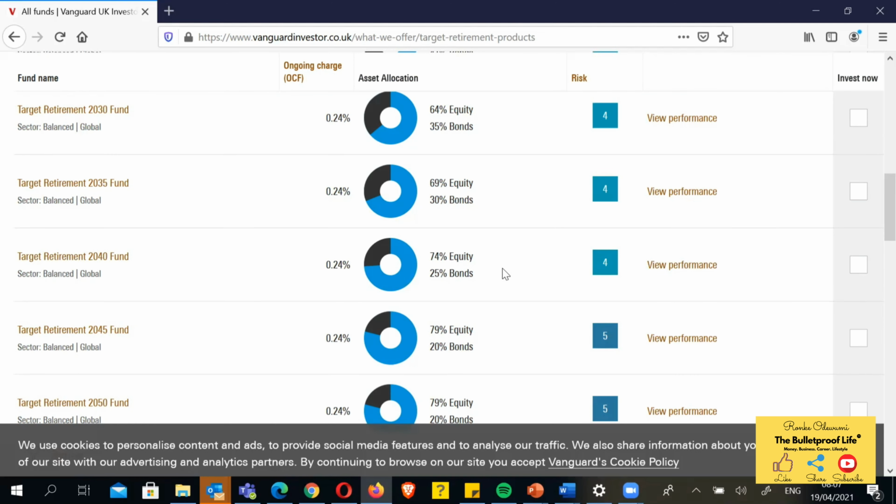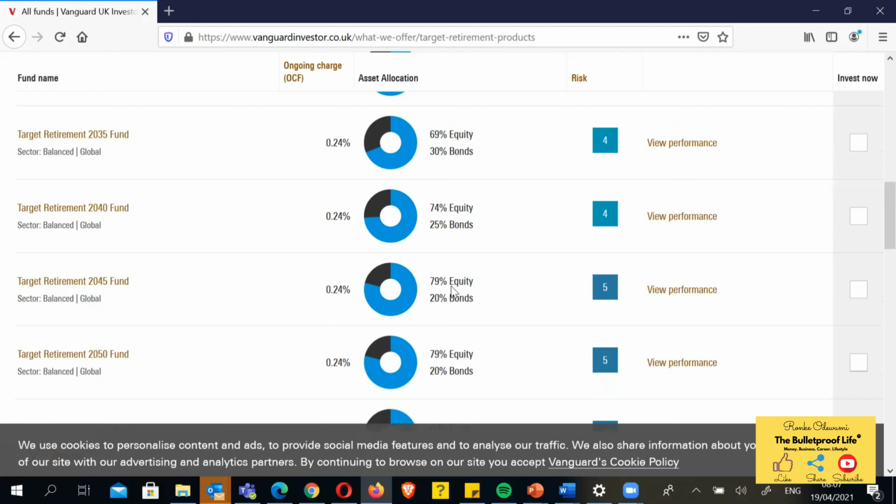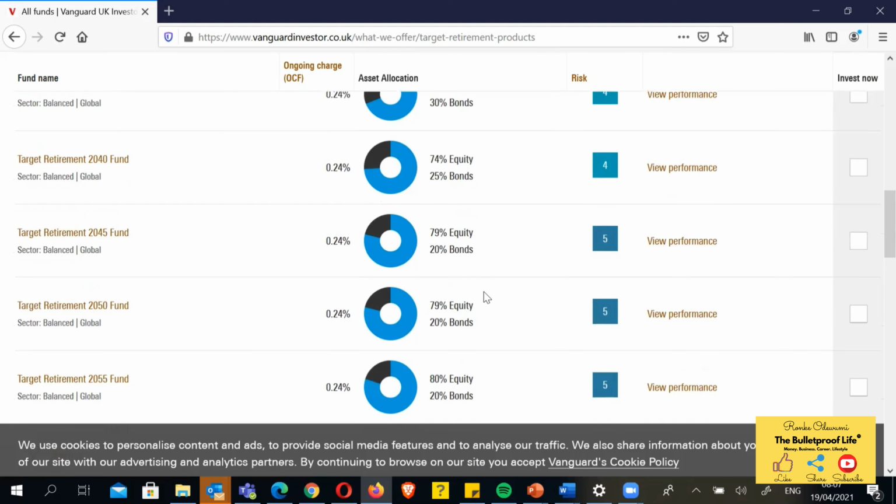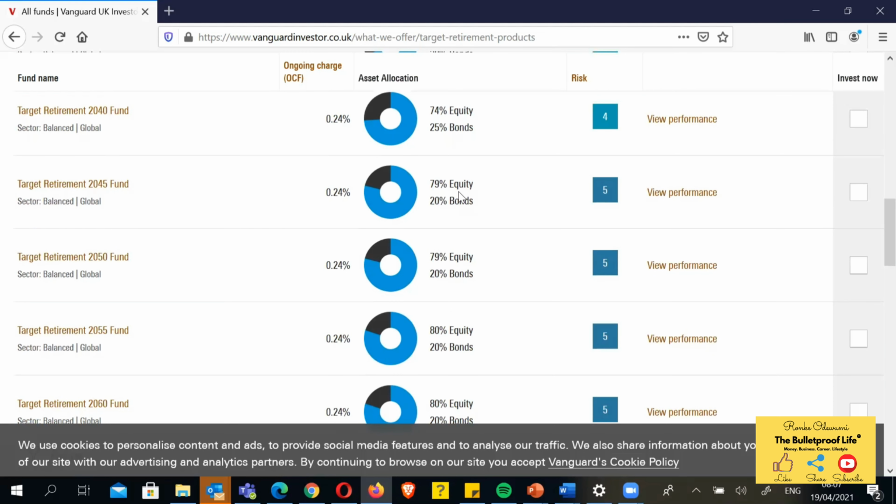So for somebody like me who knows that my retirement is probably 25 years away, I'm more interested in the Target Retirement 2045 fund, which is more invested in equity, 79% equity and 20% bond. That is more in line with my risk appetite and my retirement plans.